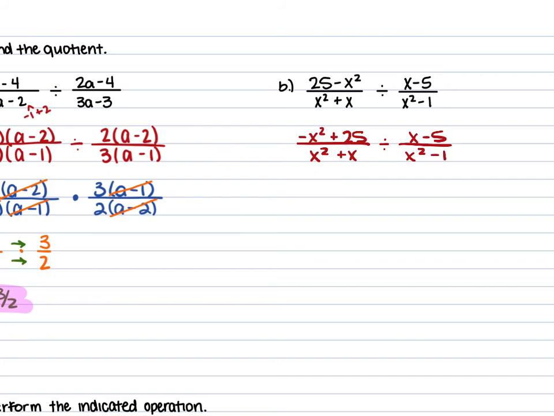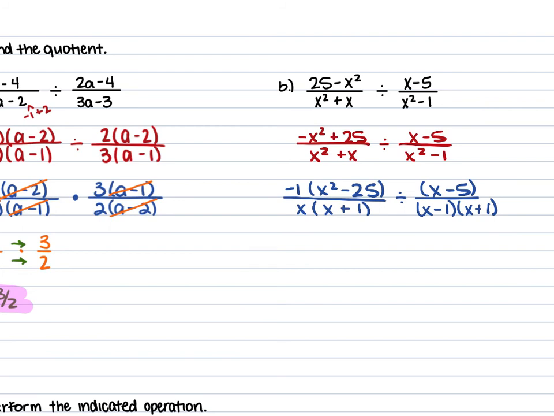From here, the top of the first fraction, we can factor out a negative 1. It leaves us with x squared minus 25. The bottom, we can factor out an x. It gives us x times x plus 1. The top of the second fraction, you're going to leave as x minus 5. The bottom, you have a difference of squares, so it's x minus 1 times x plus 1.